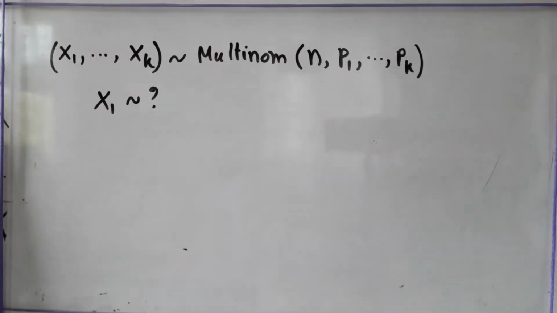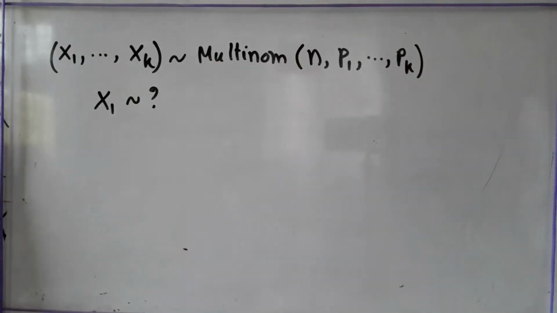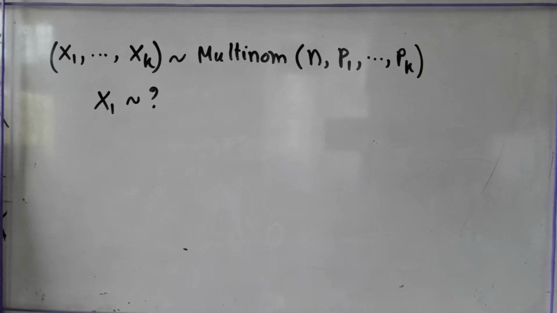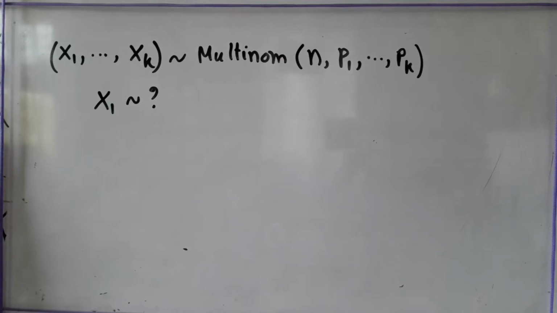Suppose I start with x1 to xk that have joint distribution multinomial in p1 to pk. My question now is, what is the marginal distribution of x1? Now again we can just start with that joint PMF and then try to sum and get something complicated and finally simplify to get this, but we can use the definition in terms of random experiment and get it immediately.